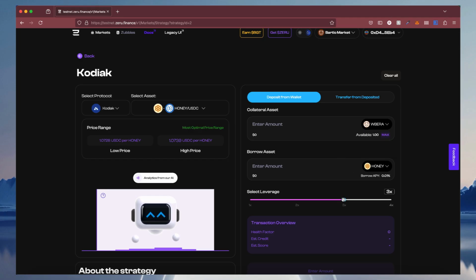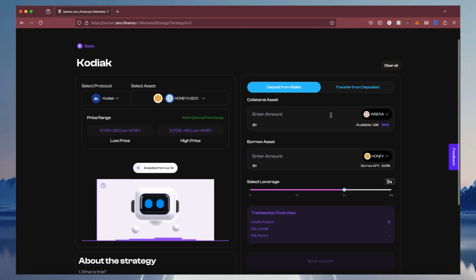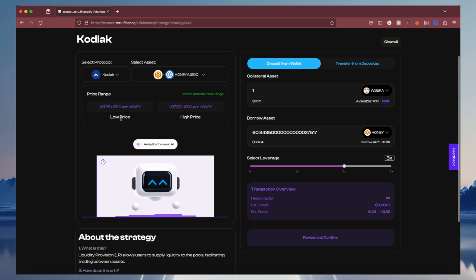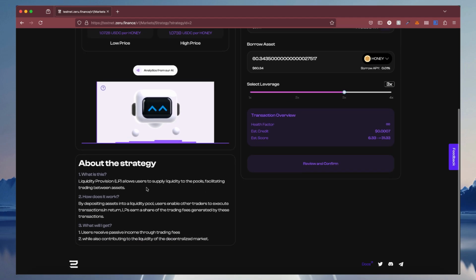Let's do that at 3x leverage, and we're just going to do one wrapped Bera. I'll be able to borrow and put in about 60 HONEY tokens. You can also get some analytics here from the AI bot. So you have a low price of 1.0728 USDC per HONEY, high price of 1.0739. That's the optimal price range, low price and high price. That's terrific. And you get a little bit of information about the strategy itself down here.